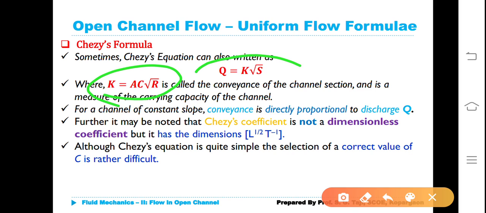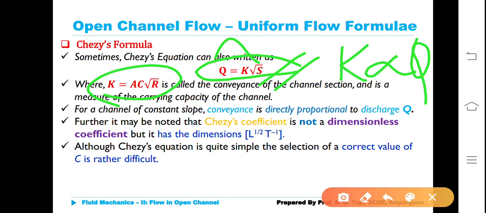So in this equation, if bed slope is considered to be constant, then conveyance K is directly proportional to Q. Right?